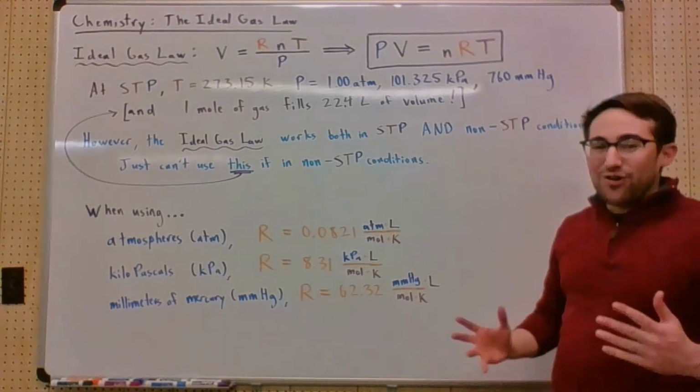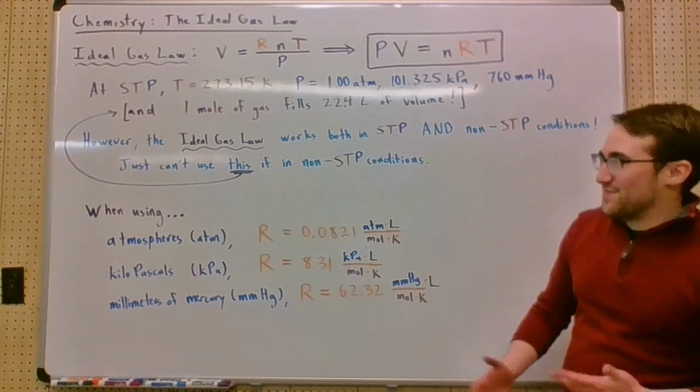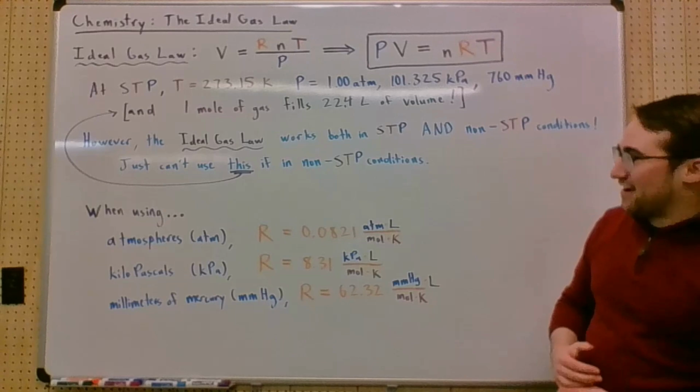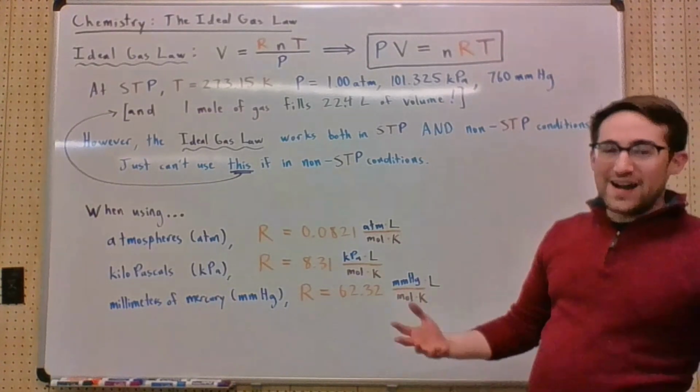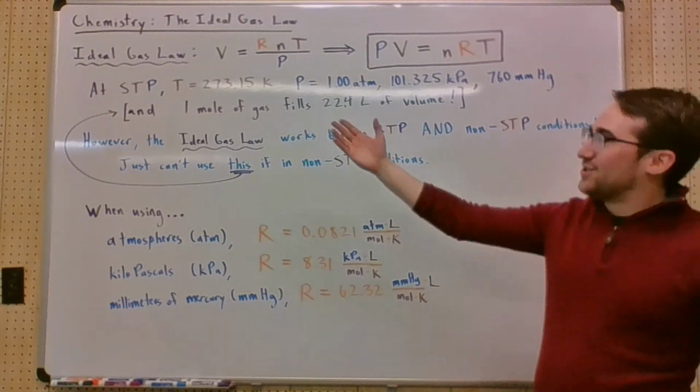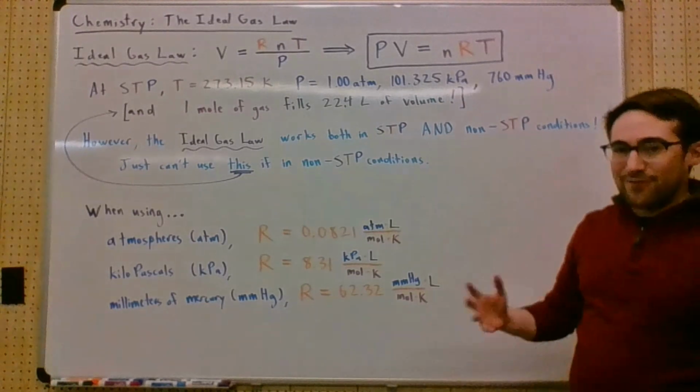Now, we can still work with gases not at standard temperature and pressure. This is just a set of conditions we can lay out. So the ideal gas law can work with STP. It can also work when you're not in STP, when you don't have 273.15 Kelvin as your temperature, or you don't have one of these pressures for your pressure.